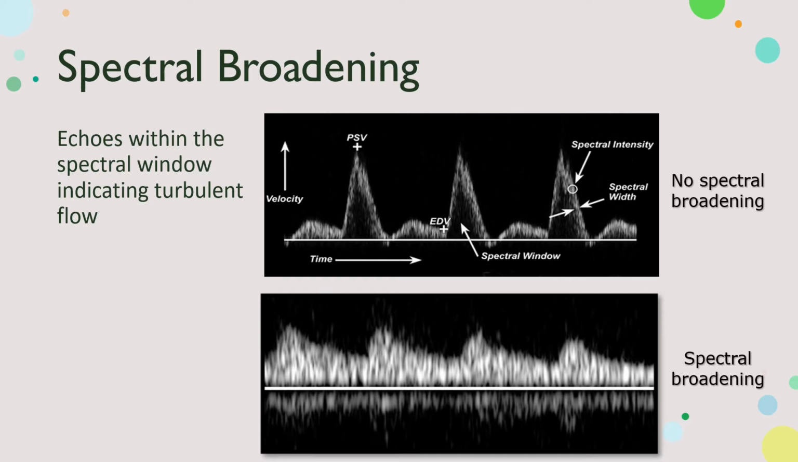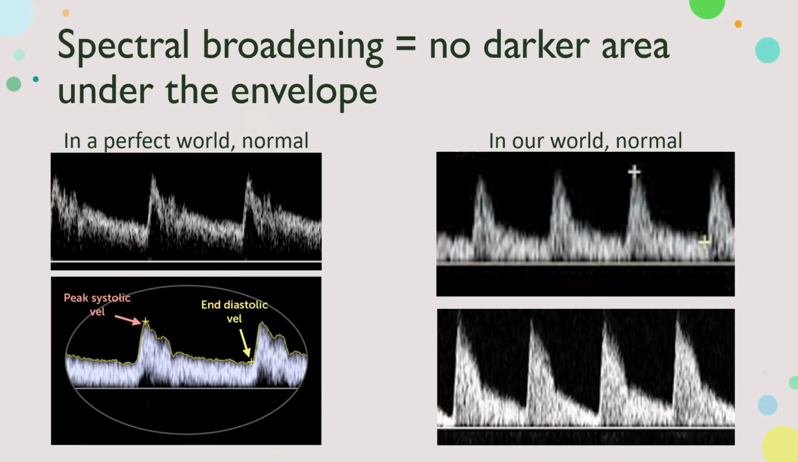Spectral broadening means there are echoes within the spectral window. So in a perfectly laminar flow vessel, there would be no echoes in the window. It would be black. If there are echoes underneath there, then that's going to be positive spectral broadening. Sounds easy enough, right? Just wait. So spectral broadening means there's no dark area under the envelope, right? So in a perfect world, we would have blankness, right? Just black. It's empty underneath there.